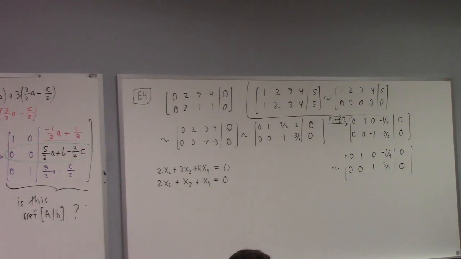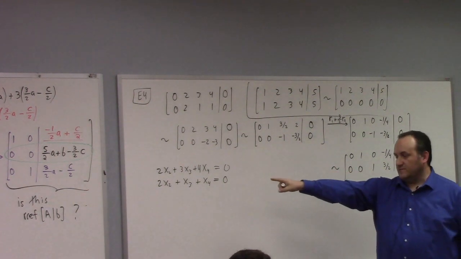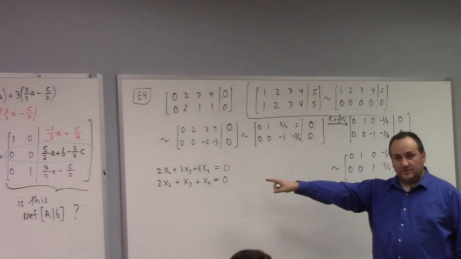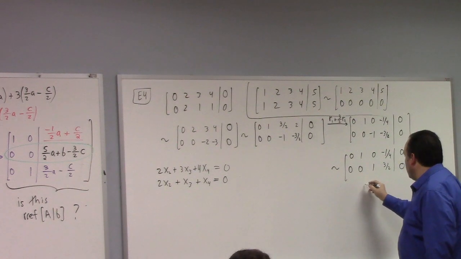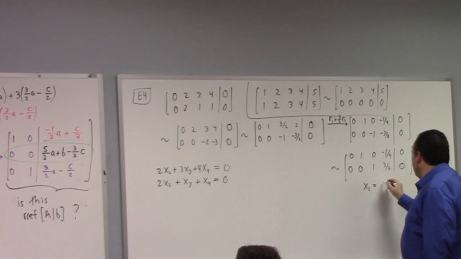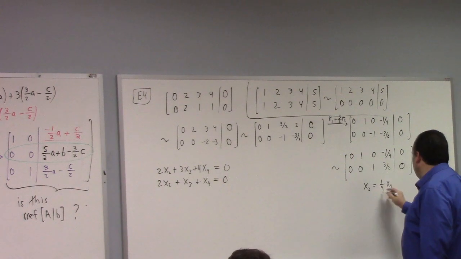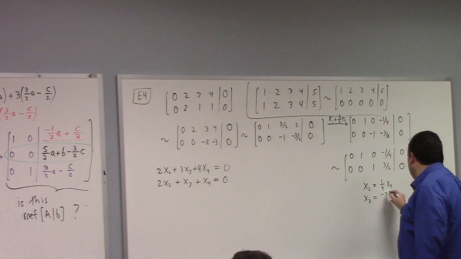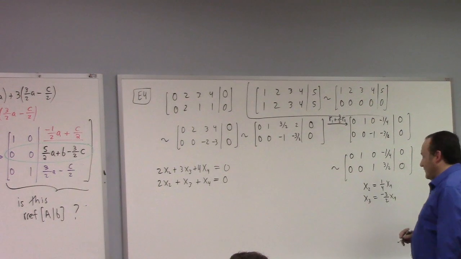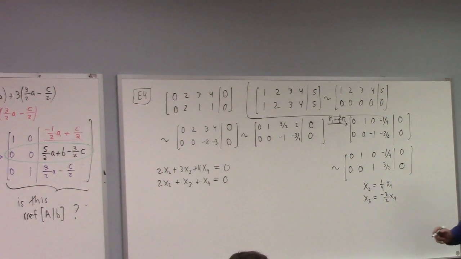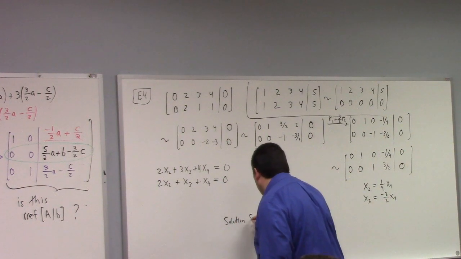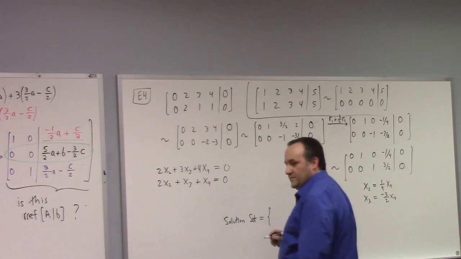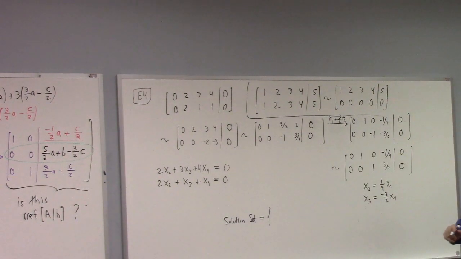OK, so great. That system of 2 equations and 4 unknowns is the same as this one. But this one I can put in standard form. See, this says x2 is equal to 1/4 x4. And this says x3 is equal to -3/2 x4. All right? So what's the solution set here? The solution set will be in terms of parameters, and the parameters will involve the non-pivot variables. What are the non-pivot variables here? Let me circle them.